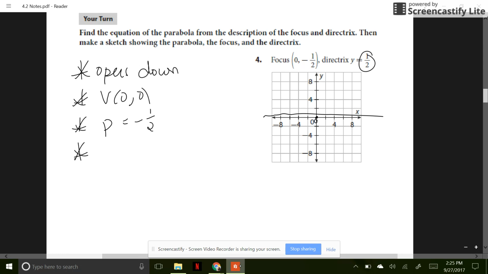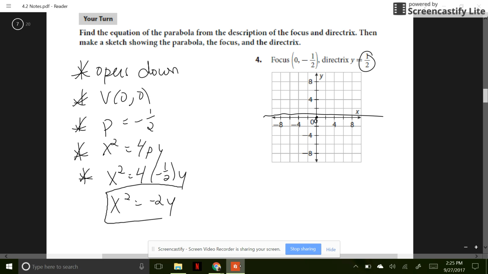Since it's opening down, that tells me that the x value is the one that's squared. So we'll get x squared equals 4 times our negative 1/2 y. x squared equals negative 2y would then be our equation.